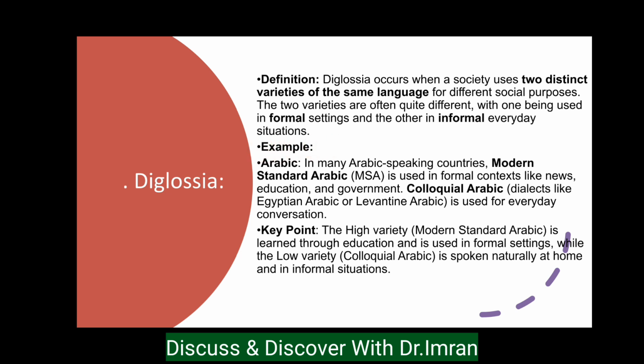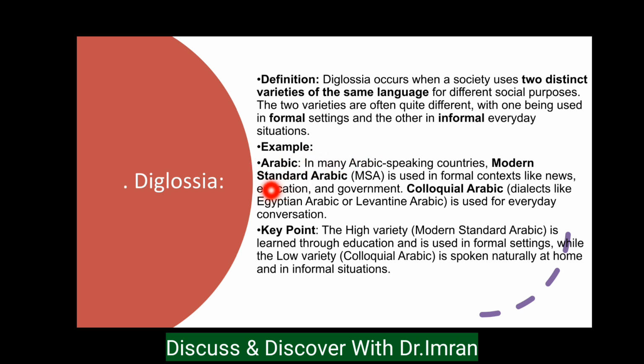Sometimes it is difficult for people, or there is less intelligibility. Sometimes it seems like they are speaking two different languages. That much variation or difference exists there. The two varieties, high variety and low variety, seem like two different languages. So one is used for what? For formal settings, education, public speaking, media, etc. And one is used in informal and everyday situations.